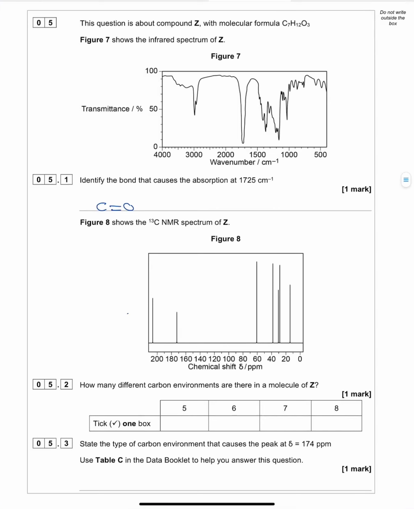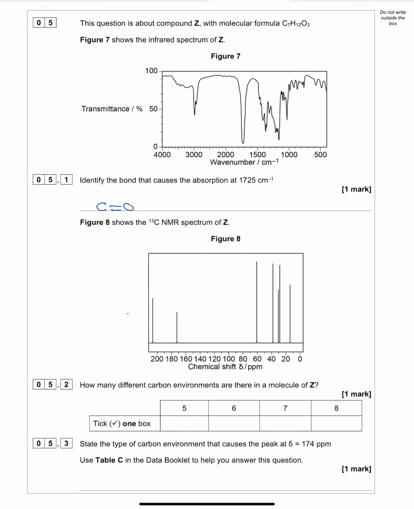Let's walk through one of the common questions in paper 2, AQA A-Level chemistry. In this question, they provide you with different spectra for an IR, carbon-13 and proton NMR for a compound, and they ask you to deduce the structure of that particular compound.